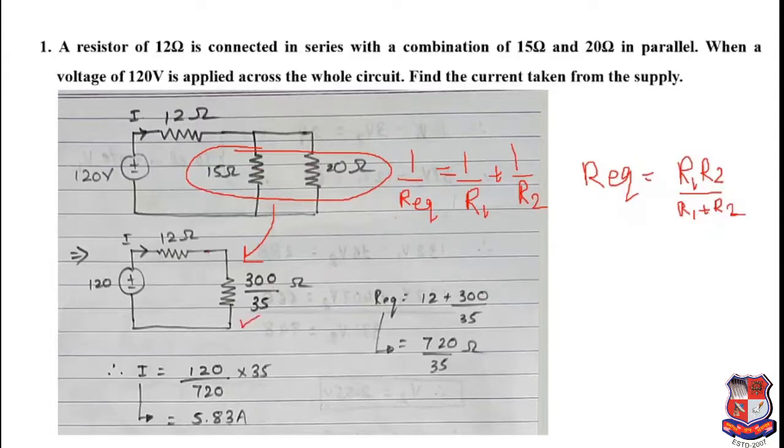Now this 12 ohm is connected in series with 300 by 35 ohms. In series, the resistance is the addition of the resistances, so 12 plus 300 by 35 gives 720 by 35 ohms. Now you need to find this current I. I is V by R, which is just Ohm's law. If you do it, it will be 5.83 ampere. So this was a very simple circuit. I hope there is no doubt in this type of numericals.